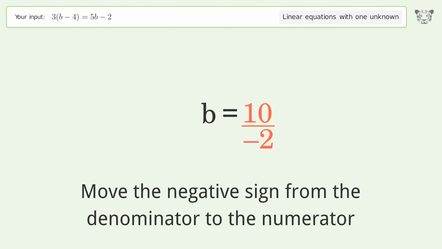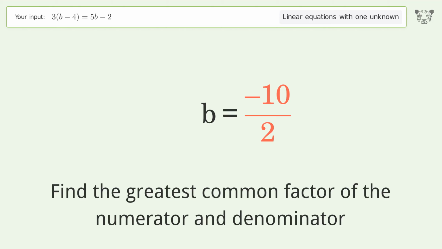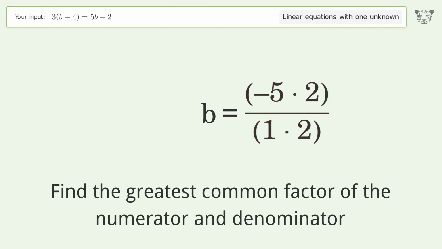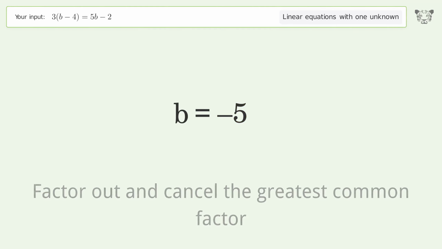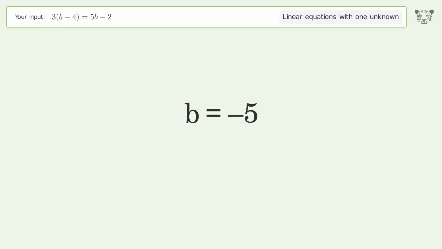Move the negative sign from the denominator to the numerator. Find the greatest common factor of the numerator and denominator. Factor out and cancel the greatest common factor. And so the final result is b equals -5.